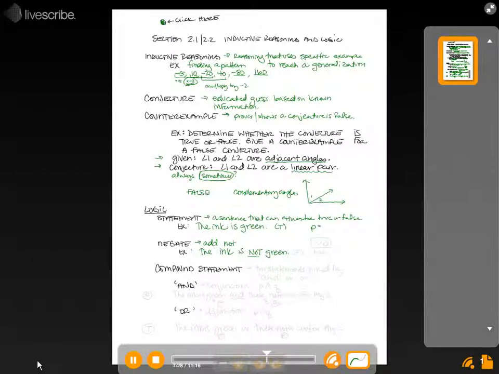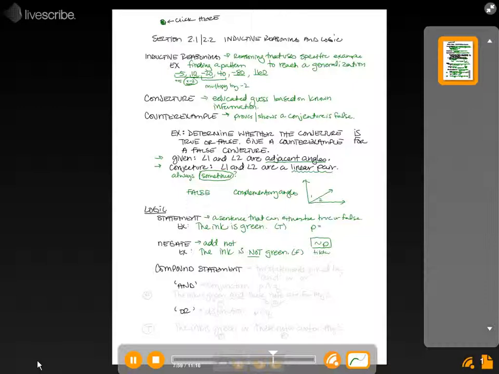We added not to the sentence. Now this is a false statement at this point because the ink is green. So notice when you negate something, it changes the meaning of the statement. Our original statement was true. Now that we've negated it, it's false. And if we want to show negation, we use this squiggly line here, and this is called a tilde. Alright? That means to negate it. So what we just did is we negated P. Okay, we changed its meaning.